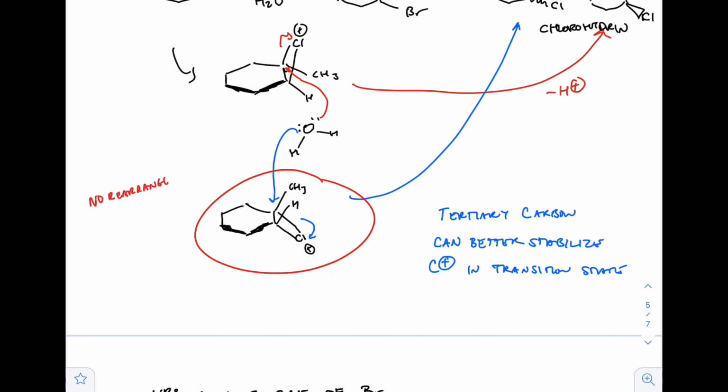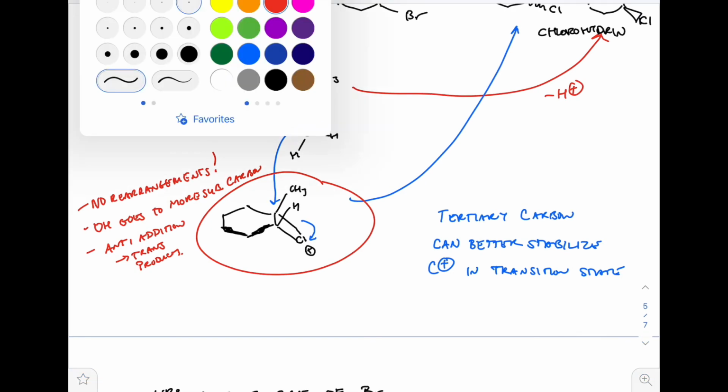All right, so a reminder for this particular reaction, just like the others: there are no rearrangements because we don't have a carbocation intermediate. The OH ends up at the more substituted carbon, and I just said why. And it's anti-addition, which is really just going to lead to trans products, at least with respect to the nucleophile that attacked and the electrophile that was added, i.e. the halogen.